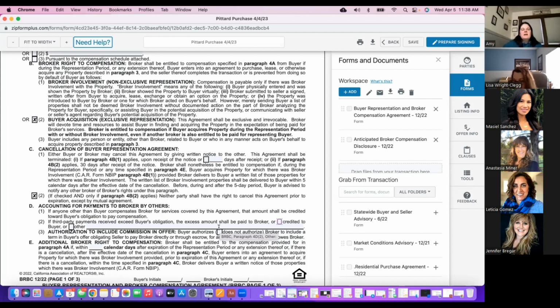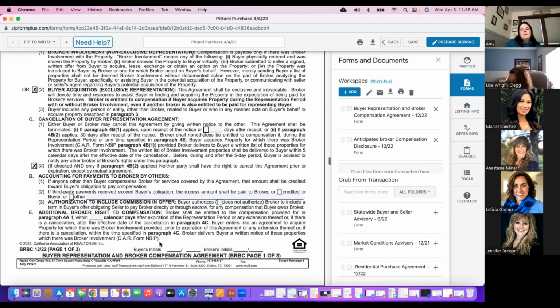Section D3 is authorization to include commission and offer. Buyer authorizes broker to include term in buyer's offer, obligating seller to pay broker directly through escrow for any compensation that buyer owes broker. That's that new little section on the RPA where you can negotiate. You get permission from your buyer here to utilize that portion in the RPA. Like if the seller's only offering 1% commission, you could negotiate as part of the offer that the seller is going to pay a total of 2.5% commission. So that's that little section on the RPA. This is what gives you the ability to utilize that section.